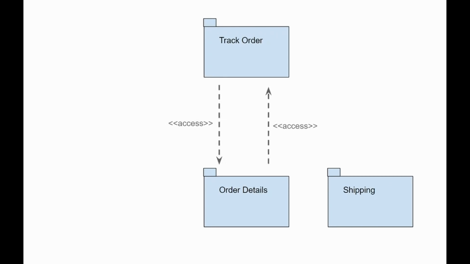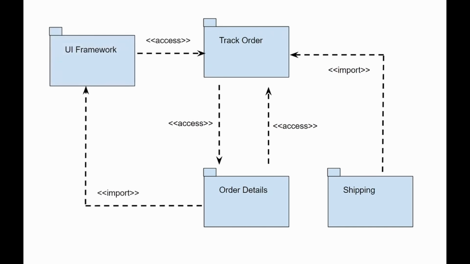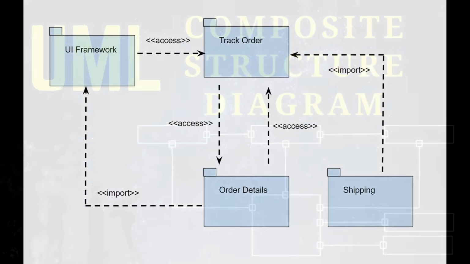The track order module must receive the order details from the order details module. In response, the order details module requires the information provided by the client. The two modules communicate with each other, which provides access dual dependency. To learn the shipping information, the shipping module can import the track order module to make the navigation easier. Finally, the track order is dependent on the UI framework, and this completes our order processing subsystem design.